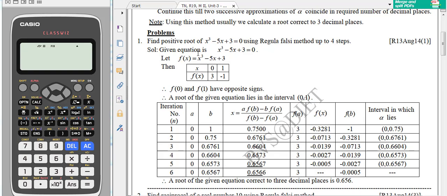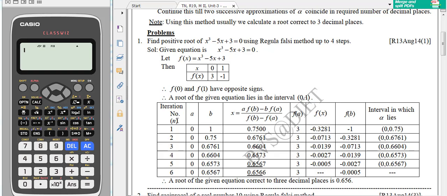To proceed to calculate the root, we copy down the given equation, and the expression on the left hand side provides f(x). Then we obtain the functional values at 0, 1, 2, and so on, to get two successive functional values with opposite signs. Here f(0) is obtained as 3 and f(1) is obtained as -1. So f(0) and f(1) have opposite signs, and hence the corresponding x values 0 and 1 constitute the interval in which a root of the equation lies. On having this interval, we can initiate the process applying the regula falsi method.